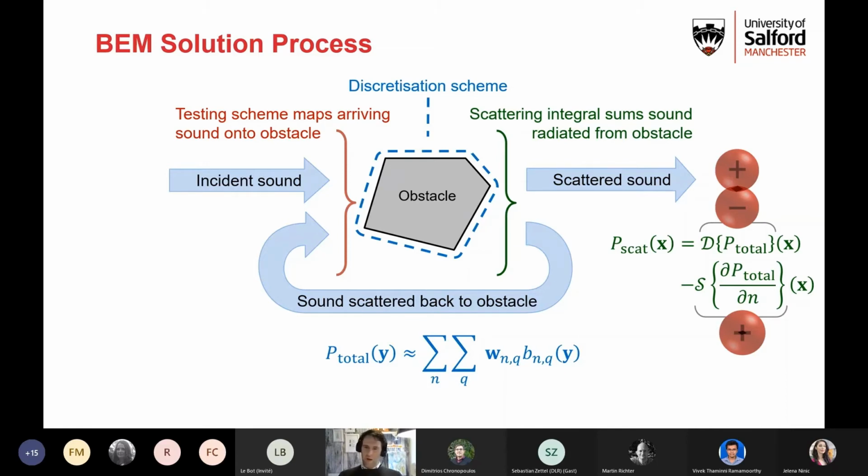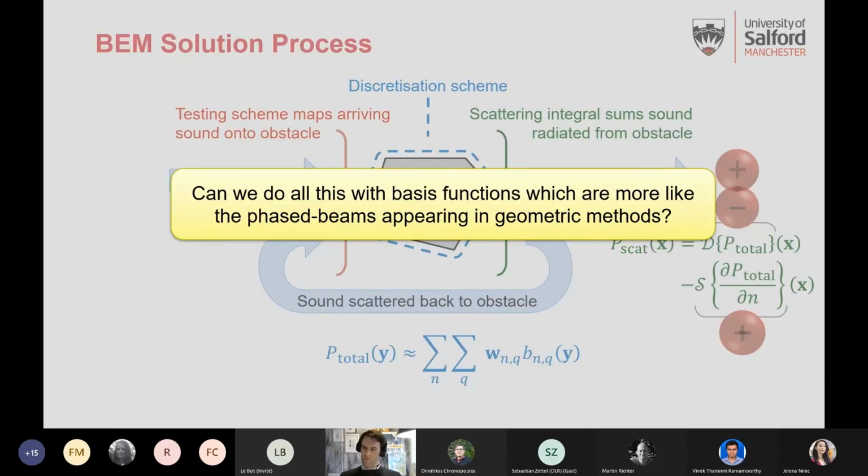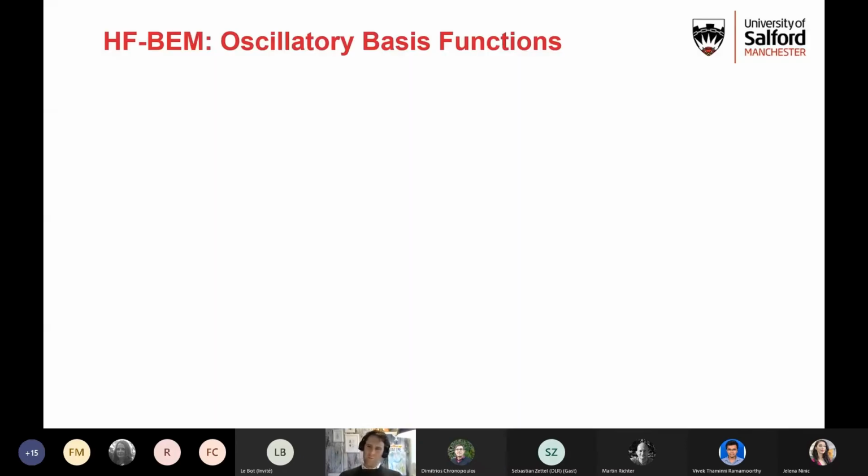And that's our framework. We're going to have to stick with that, but the question is, can we do all this with basis functions which are more like the phased beams appearing in geometrical methods? Well, yes, it's a short answer. So let me explain how that might be done. What we will do is we'll use oscillatory basis functions. We saw that the beams in geometrical acoustics were oscillatory functions in certain directions. We're going to try and discretize the surface in a similar way.